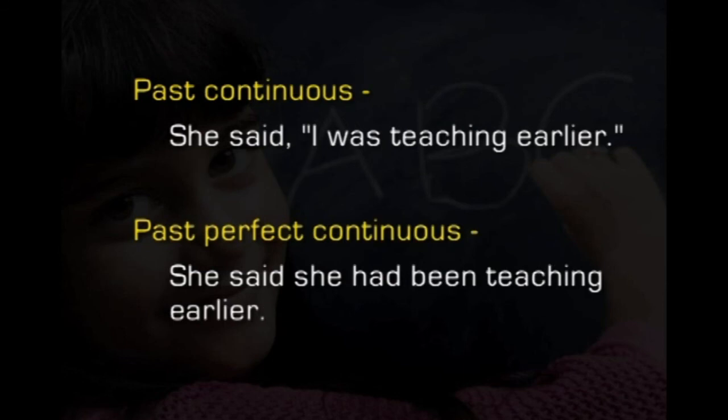Past continuous becomes past perfect continuous. She said, "I was teaching earlier." She said that she had been teaching earlier. Now when you change from past perfect to past perfect, there is no change from direct speech to indirect speech. And it is the same in past perfect continuous to past perfect continuous. She said, "I had already been teaching for 5 minutes." In indirect speech, there is no change. She said she had been teaching for 5 minutes.